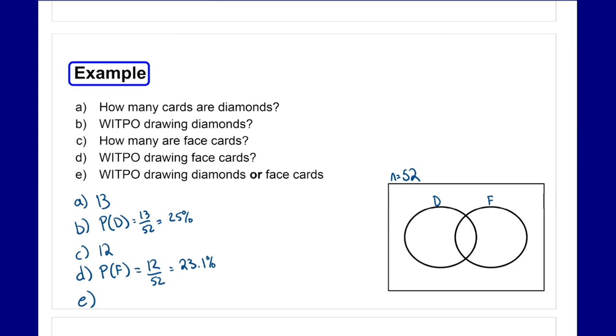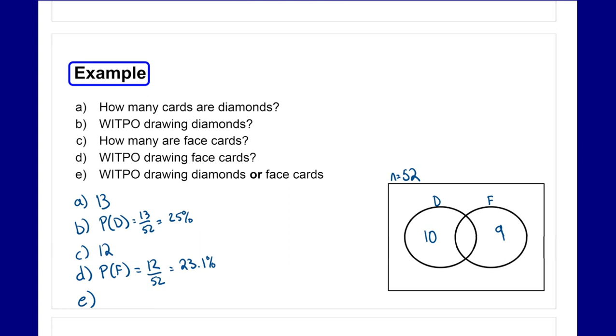However, when we visualize it, there is a bit of overlap, right? Because there are some diamonds that are also face cards. And not all face cards are diamonds, but some of them are, because we have our jack, our queen, and our king. So out of those 12 face cards, there are 9 that are not diamonds. There are the 3 that are, so they're in that overlap. And of all of our diamonds, there are 13 diamonds. There are 3 that are in the overlap, and there are 10 that are not.